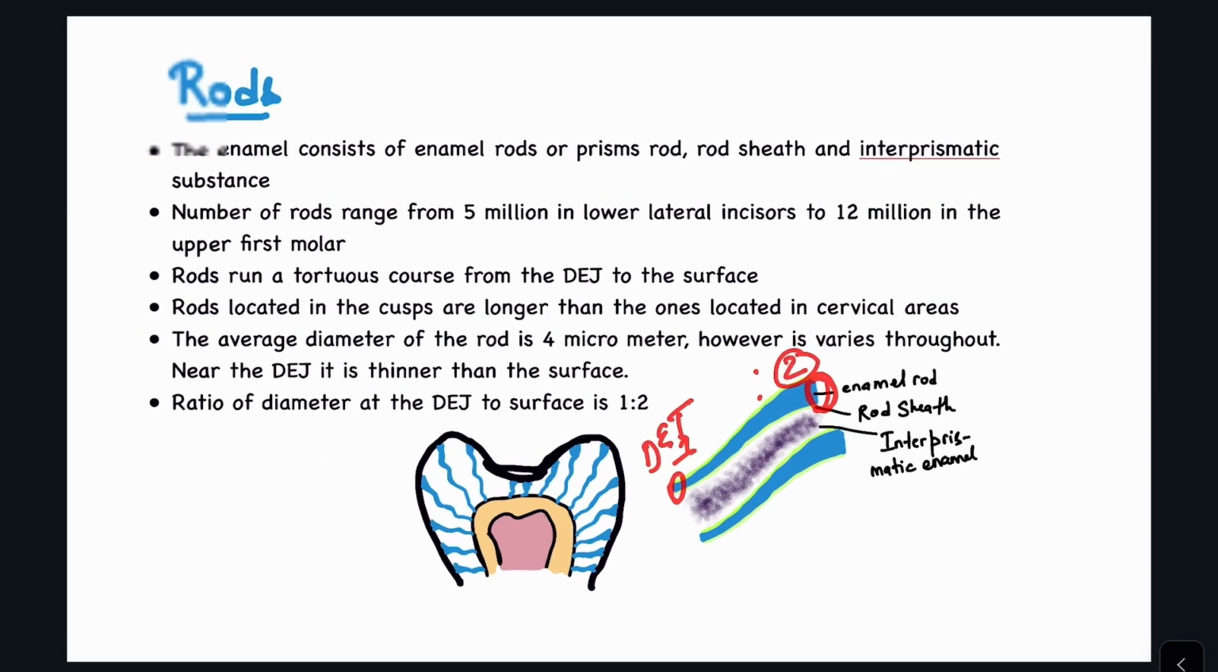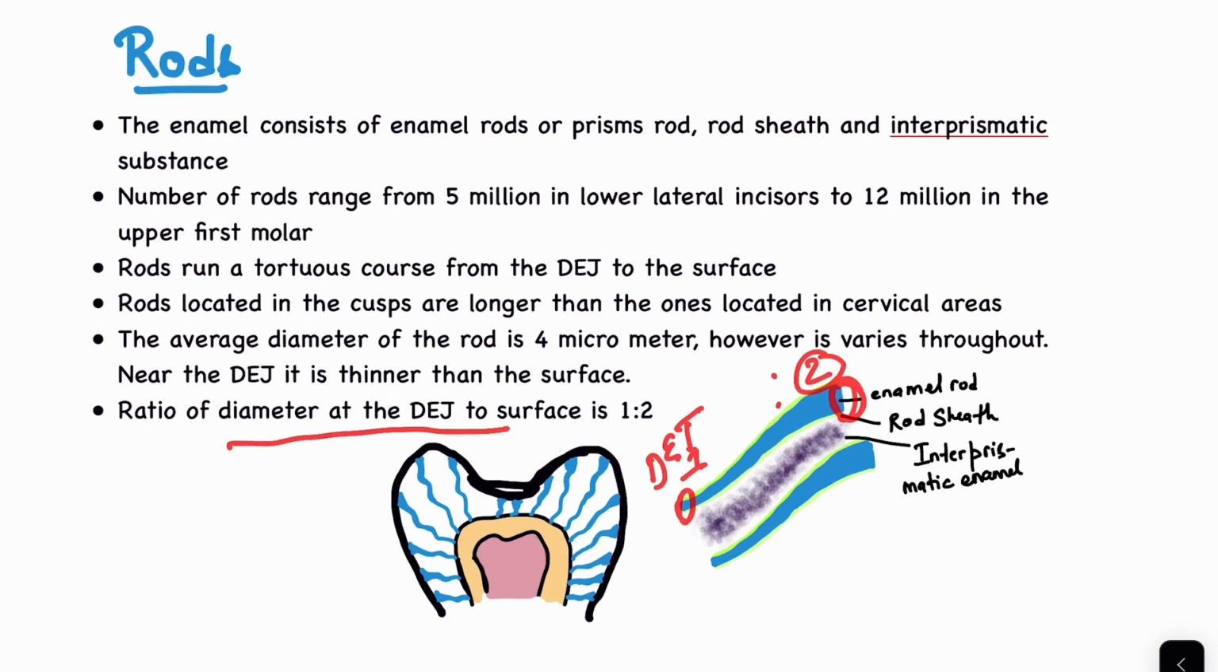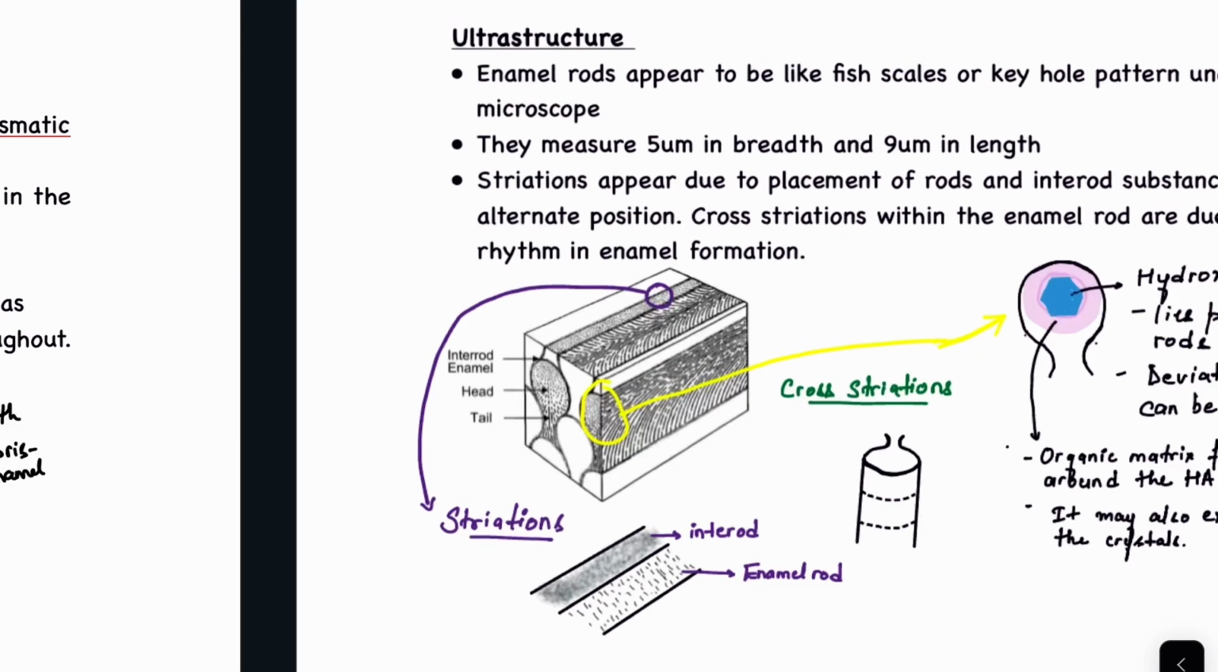So this is the ratio of diameter, not the area. The ratio of the diameter at the dentino enamel junction to the surface of enamel rods is 1 to 2. Okay, so it is twice as thick on the surface as at the dentino enamel junction. So these are the enamel rods.